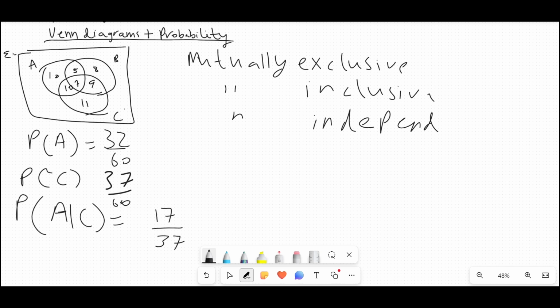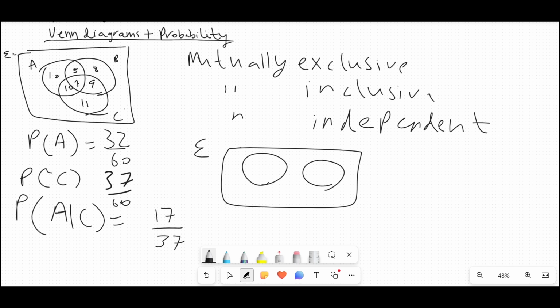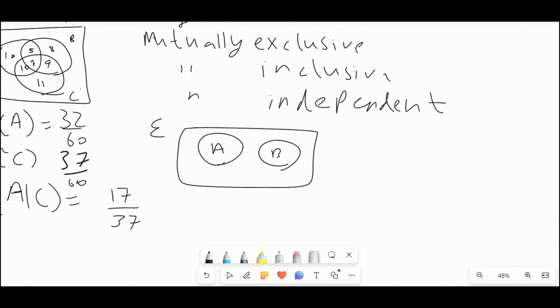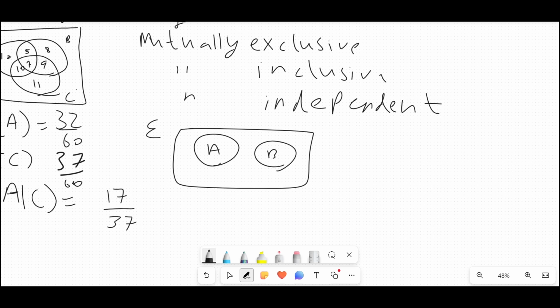Mutually independent, yeah. Okay, so mutually exclusive sets mean the sets which don't have an intersection area. For example, if this is A and this is B, then there won't be an area where A and B have common elements. Let's look at an example.